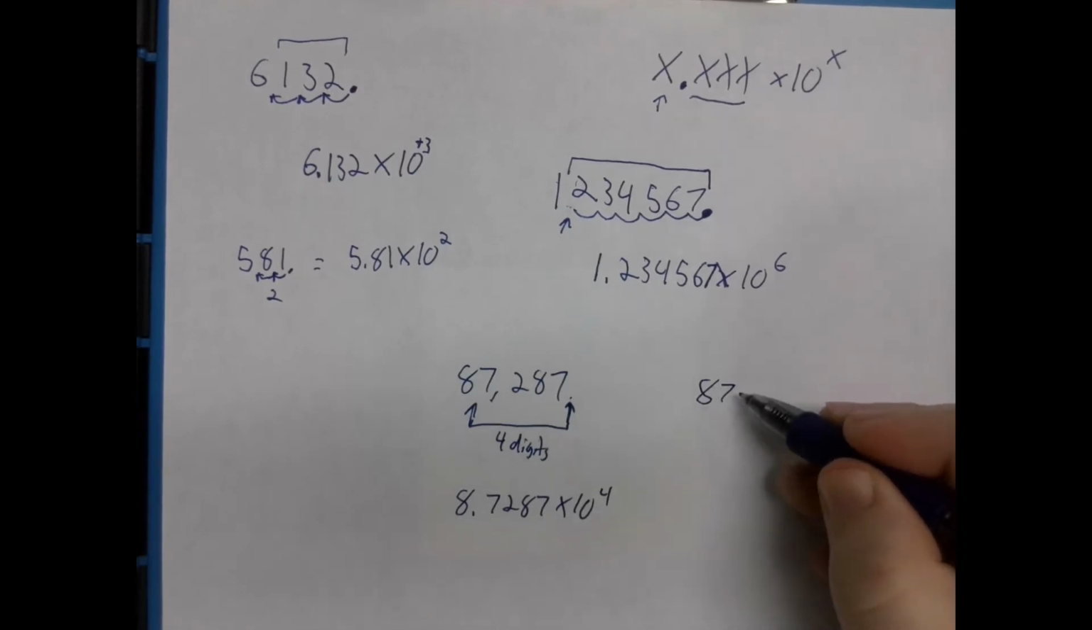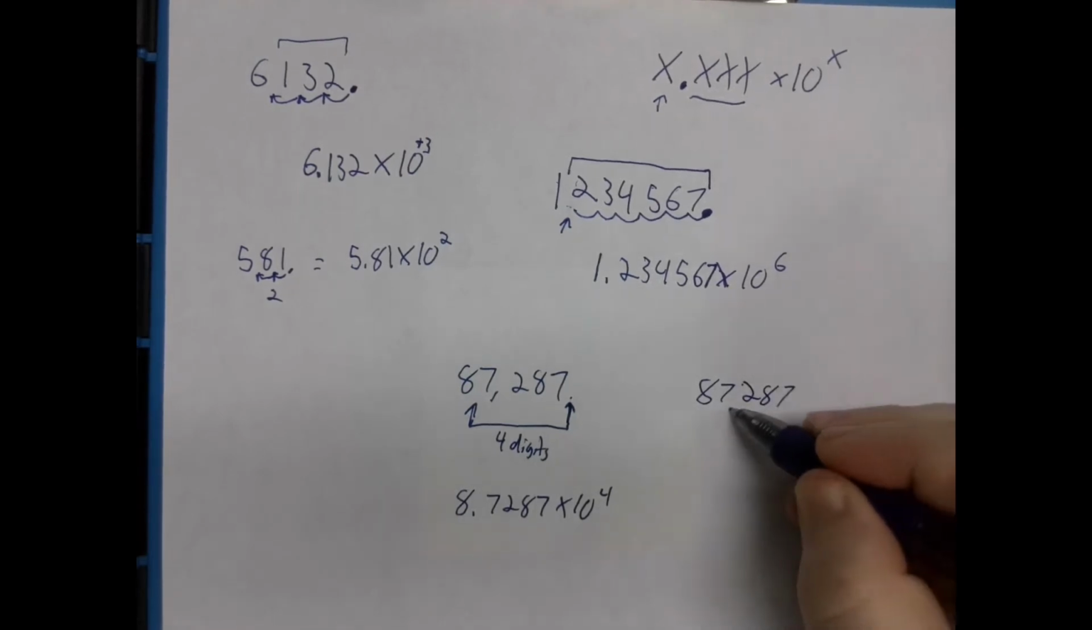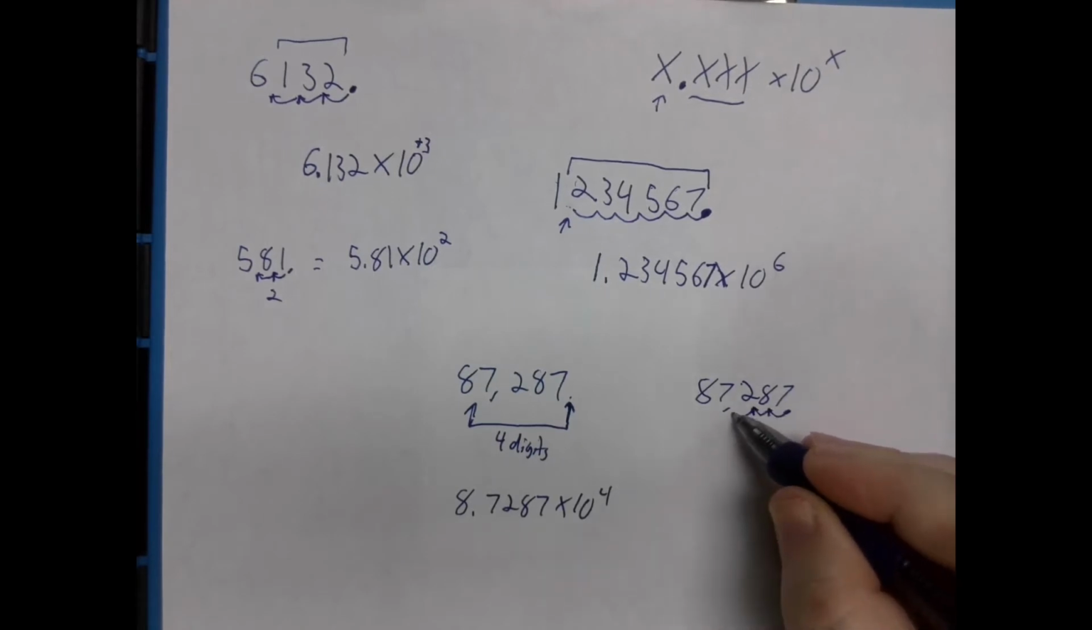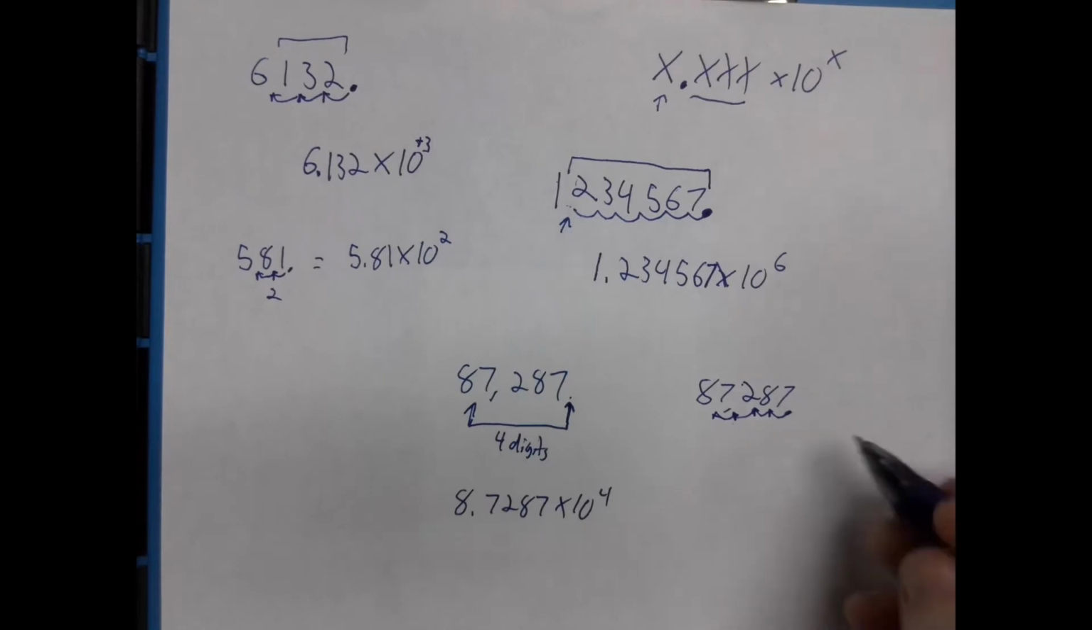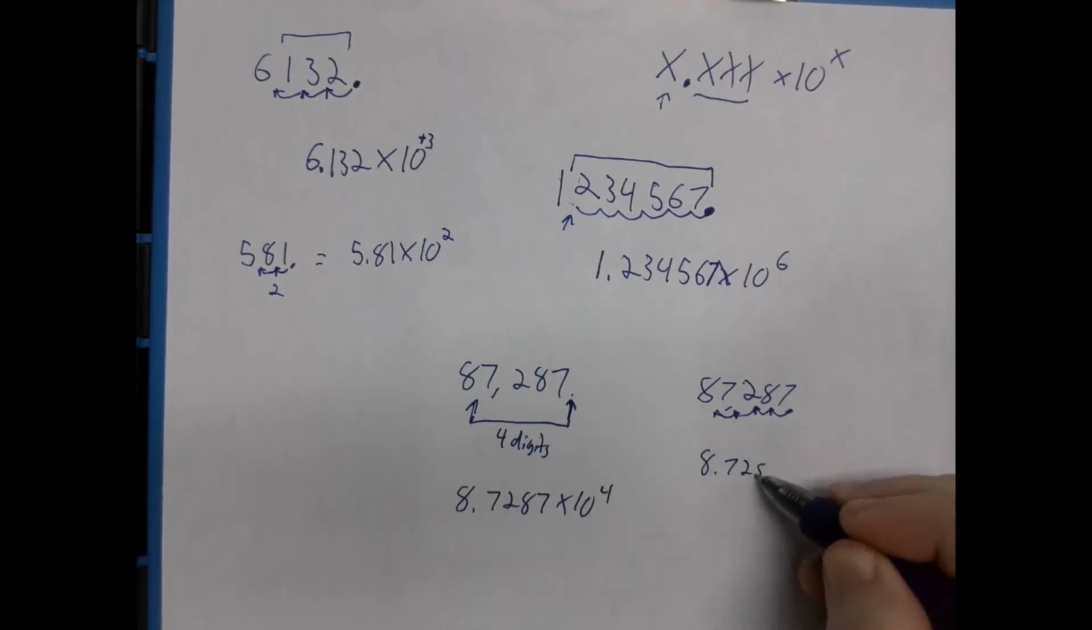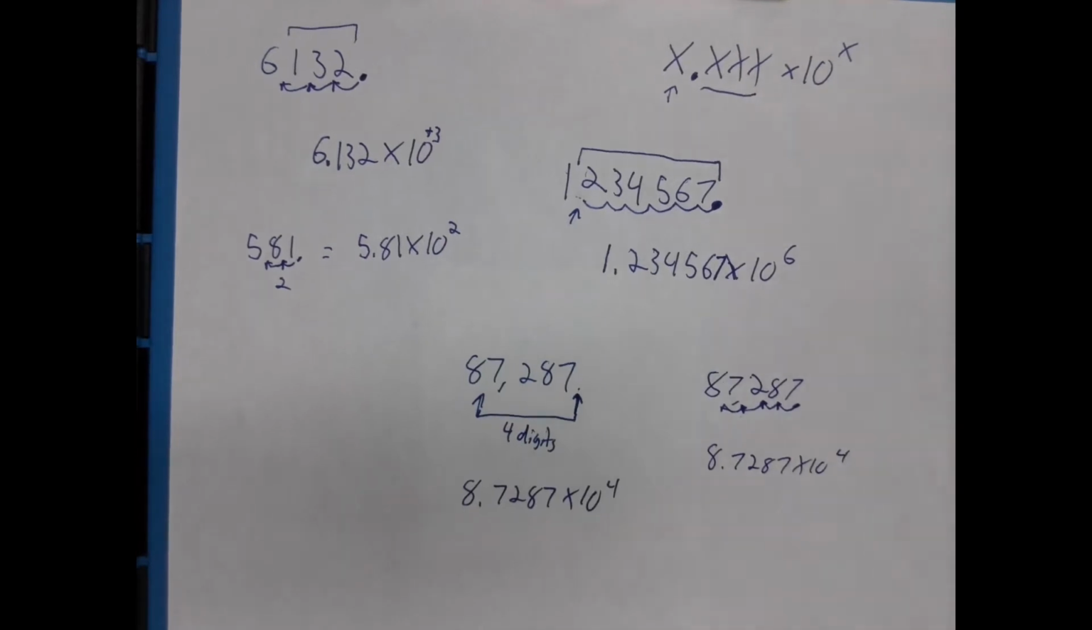Or if you want to do the hopping method, in which case you put a decimal down, 1, 2, 3, 4. So you hopped over by 4 spaces to make it 8.7287 times 10 to the 4th. Make sense?